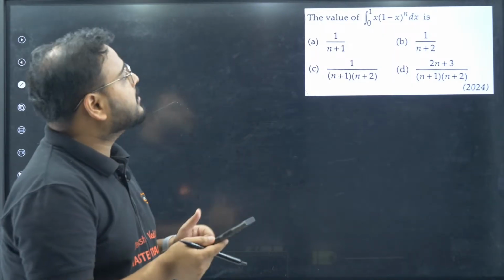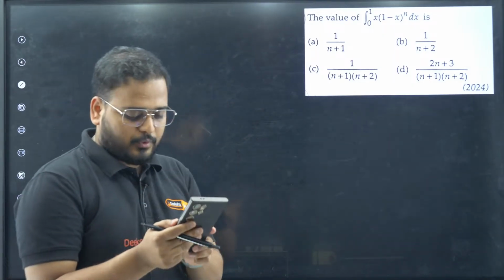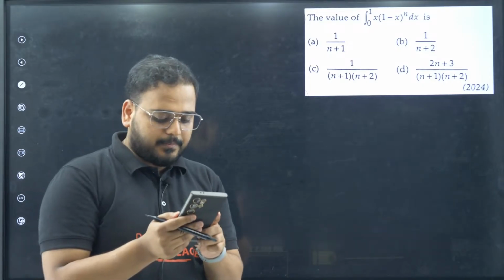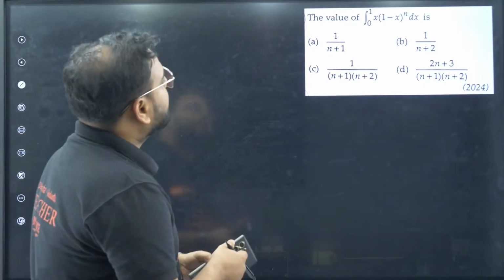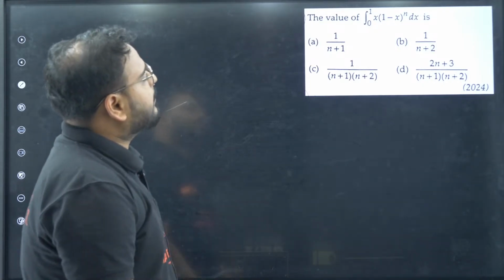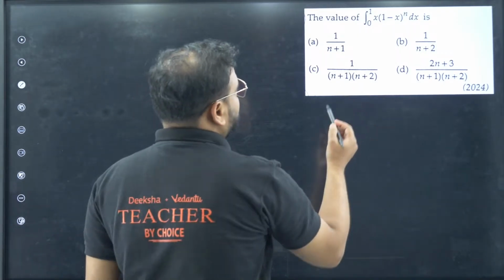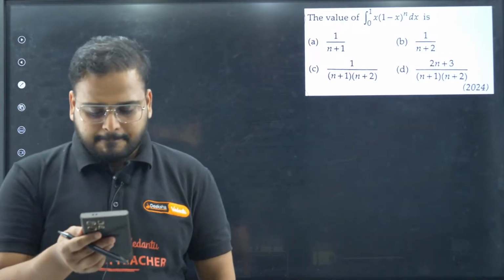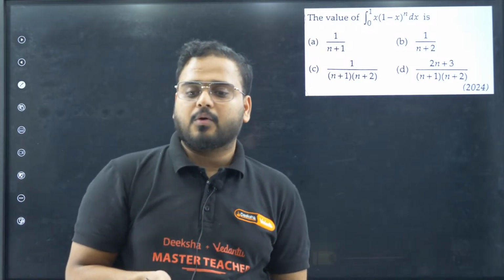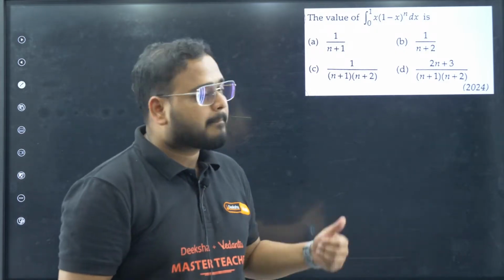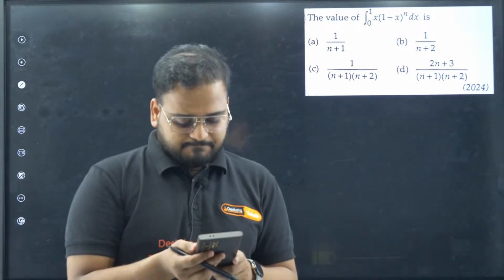Can you solve this question? Everyone who is live, can you solve this problem? Value of integral from 0 to 1 of x (1 minus x) power n dx is what? How do you solve this question? So you're going to use what? Any hint from others who are live? Please give me an answer. What are you going to do about this question? How to solve this question, sir?